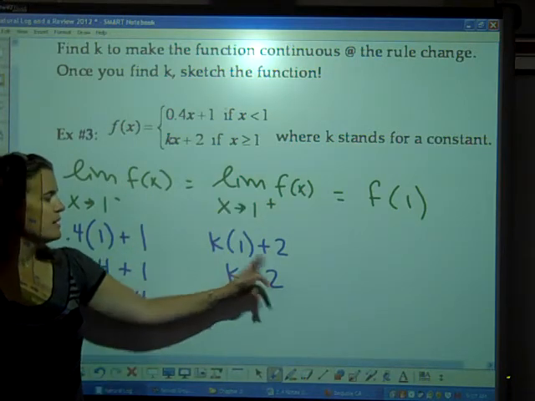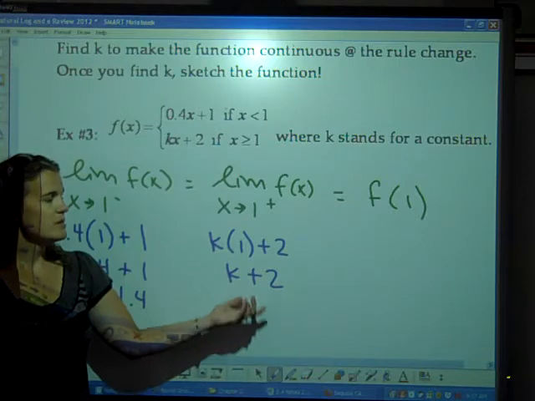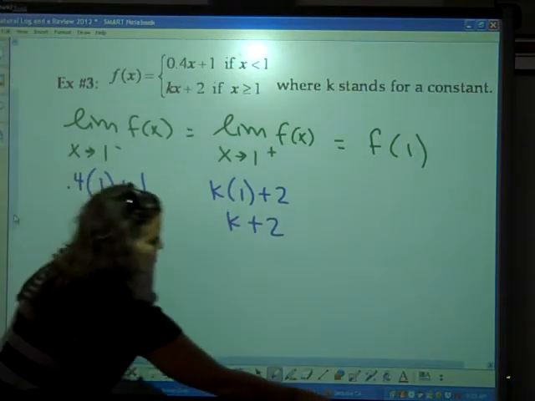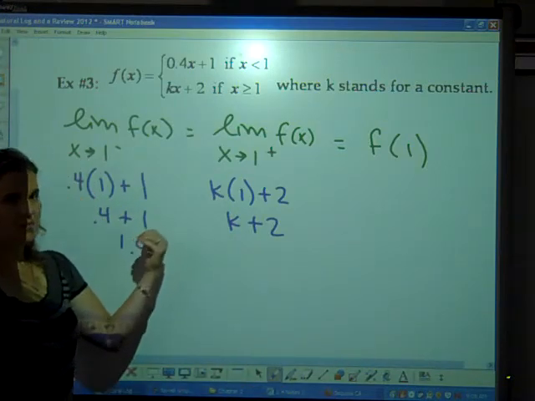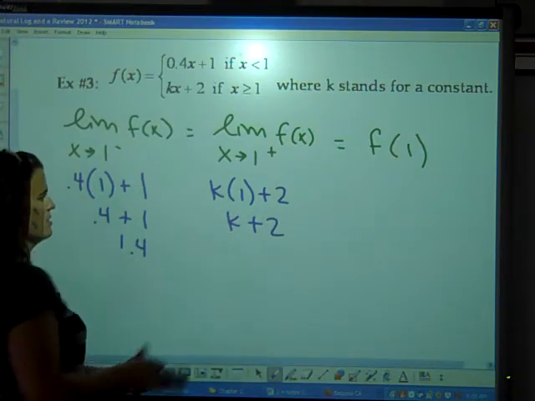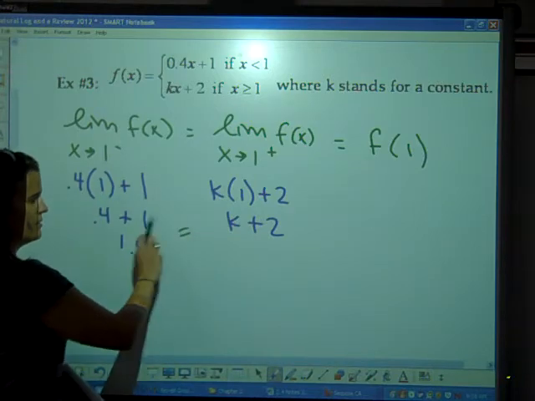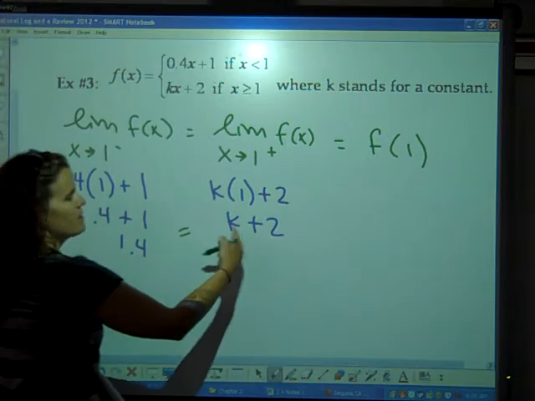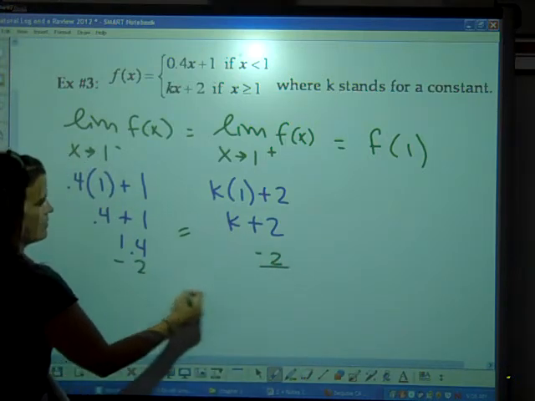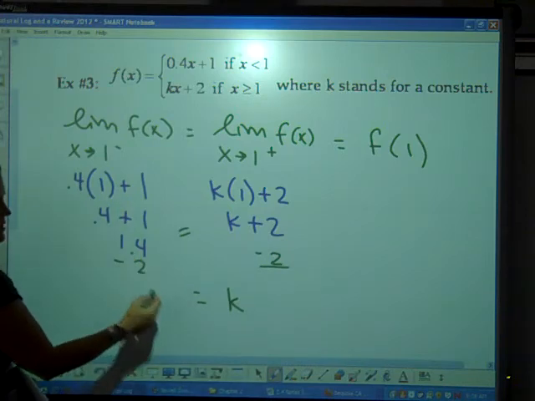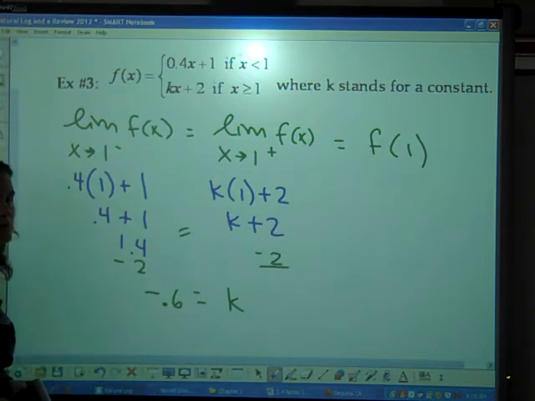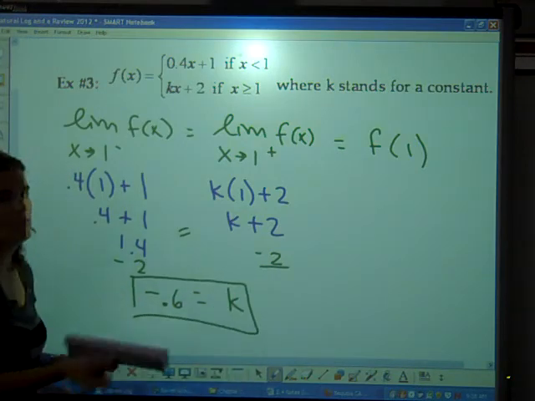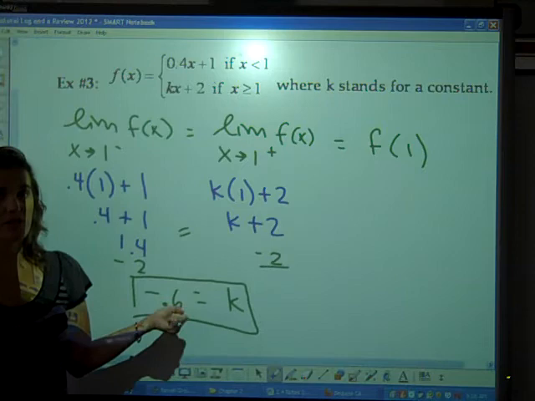The limit from the right will always be getting closer and closer to k plus 2, obviously depending on what k is. Right? So in order for this function to be continuous, we know that the left-hand limit needs to equal the right-hand limit. So essentially, there is our equation, not on a very straight line there. But if 1.4 equals k plus 2, then we can solve for k. And so I would subtract 2 from both sides. And 1.4 minus 2 would give us a negative 0.6. Okay, so if k is a negative 0.6, we've just found algebraically that that should make the function continuous.